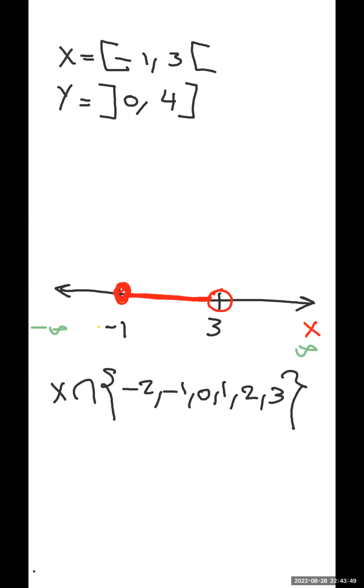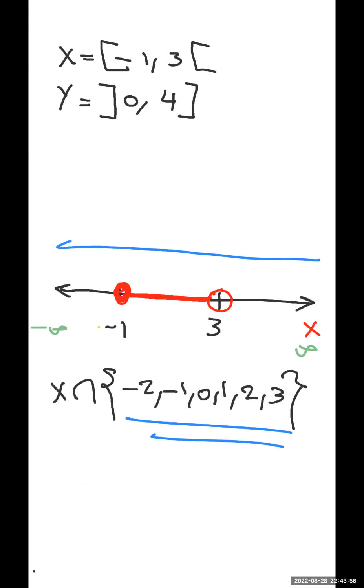No problem. X is here. Now I will represent the set on the number line, just the elements. -2 here, shaded, of course. I will shade it with a different color. -1 here. 0 here. 1 here. 2 here. 3 here. They are elements, right?